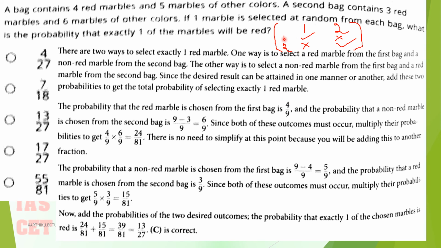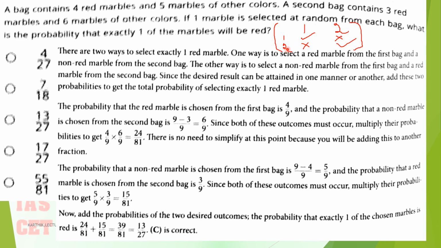First way, you are picking a red marble from the first bag. The first bag contains red marbles: 4 out of 9, so 4 by 9. And the second bag, first way, non-red color marbles, that is how much? 6 divided by the total number. 3 plus 6 is 9. So 6 divided by 9. Multiplying, you will get 24 divided by 81.